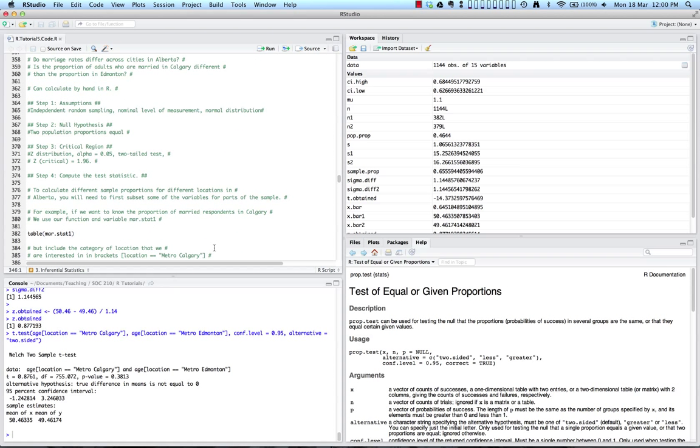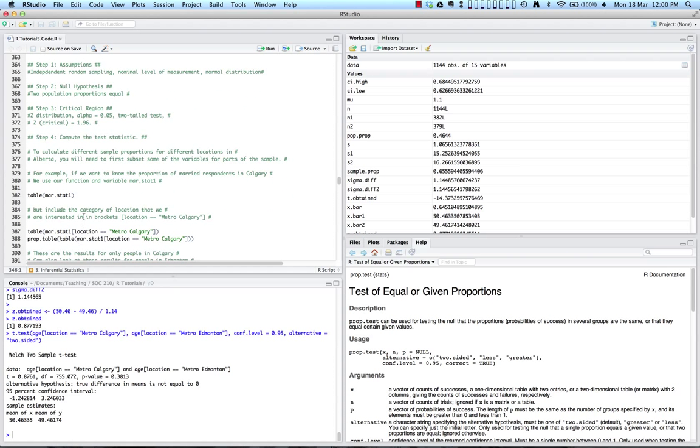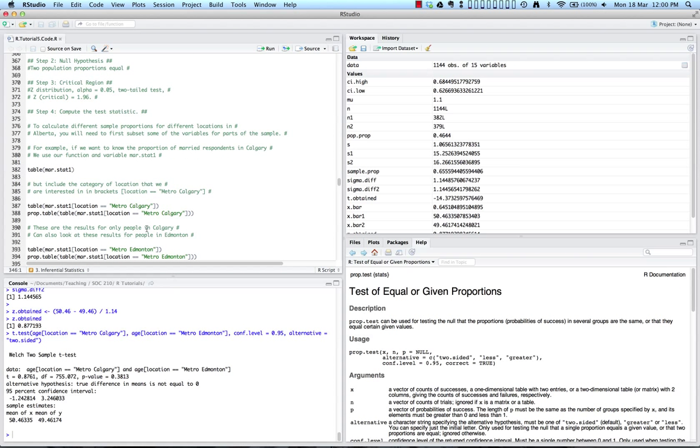Now in step number 4, let's start by computing the test statistic by hand. So to calculate different sample proportions for different locations in Alberta, you're first going to need to subset some of the variables for parts of the sample. So for example, if we want to know the proportion of married respondents in Calgary, we would first use our function and variable mar.stat1, but we also want to include the category of the location that we are interested in brackets, just like we did with age when we were looking at means.